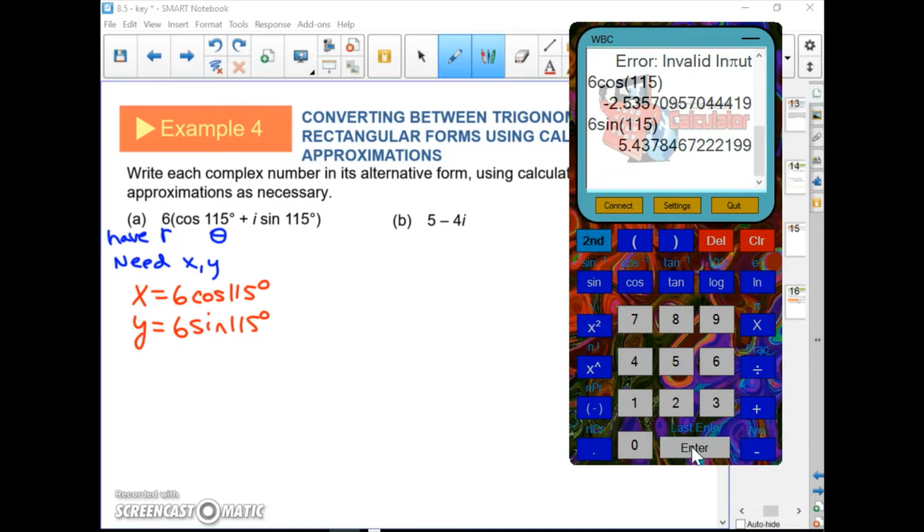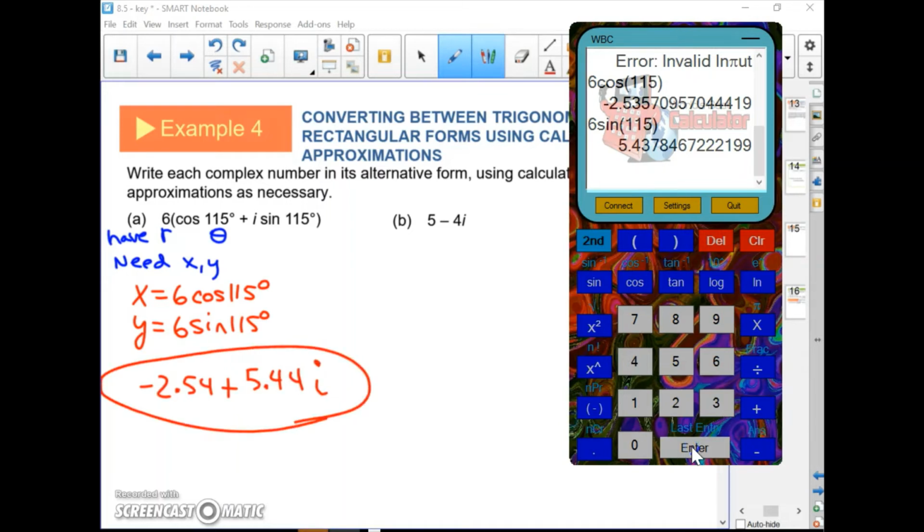Looks like we would have our x value is negative 2.54 and our y value is, oops, I don't want to write it in that form. I want to write it in this form. Negative 2.54 plus 5.44i. Rectangular form shows me the x and the y coordinate.